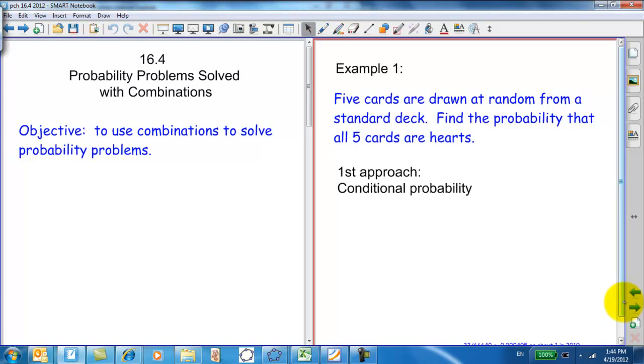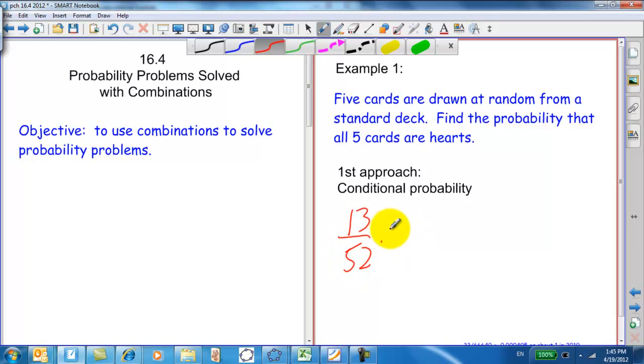Five cards are drawn at random from a standard deck. Find the probability that all 5 cards are hearts. Here's the conditional probability approach, and it's just a very simple tree diagram. The first card being a heart is 13 out of 52. Now it's conditional because this first card being a heart has changed the probability for the second card. Now you only have 51 cards and only 12 of them are hearts. And then 11 out of 50, then 10 out of 49, and then 9 out of 48.